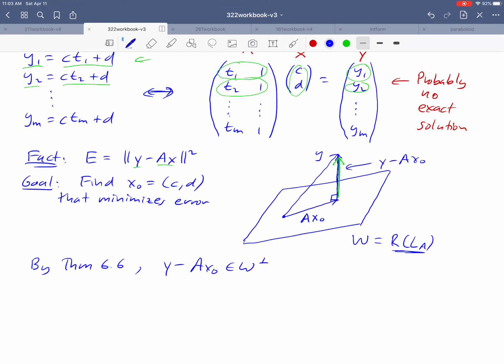Which is a very key fact here. That's going to lead us home to a solution. And so what we can say is that for any two-tuple of complex numbers, given that it's really true that y minus Ax naught is in W perp, it has to be perpendicular to everything in W, which means if we take its inner product with Ax, which is just an arbitrary vector that's in W, we have to get 0.